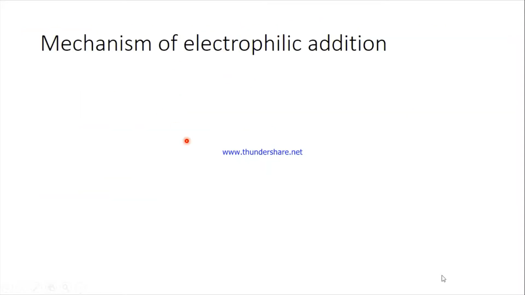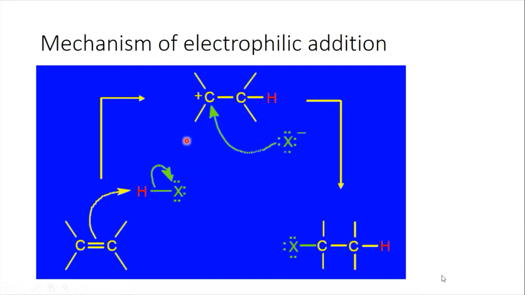As for the mechanism of electrophilic addition, this is the mechanism. So what happens? This molecule is highly polarized because at one end we have a highly electronegative atom that pulls away electrons to itself, away from the hydrogen. So this hydrogen end becomes partially positively charged and it becomes electrophilic.